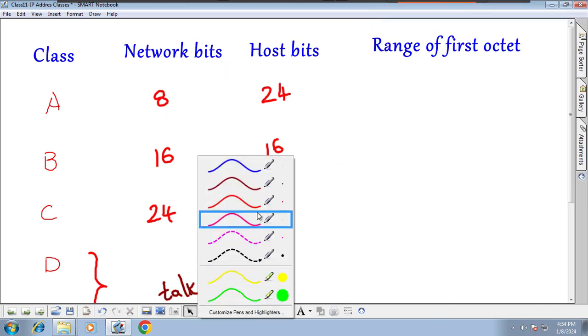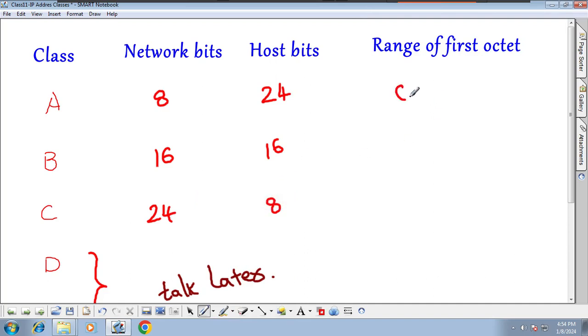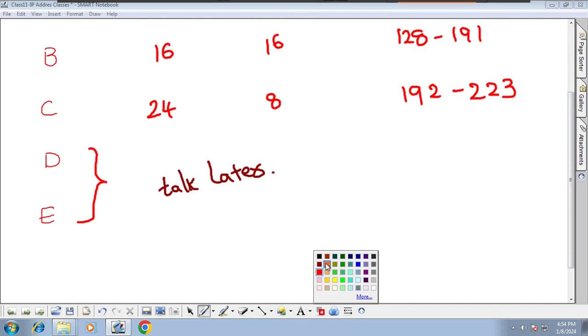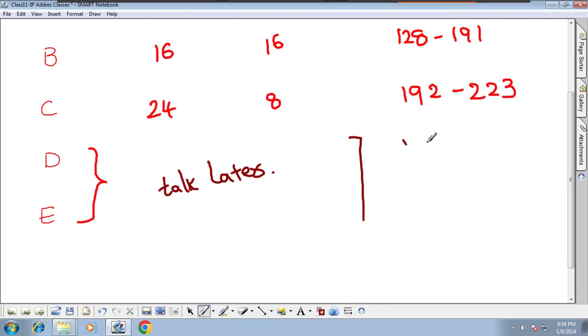The range of first octet. So 0 to 127, 128 to 191, 192 to 223. Then the remaining values are there, no? The remaining values, these are the values 224, which comes under class D.